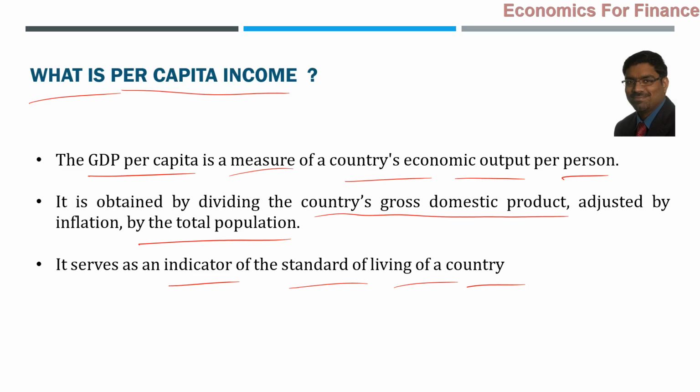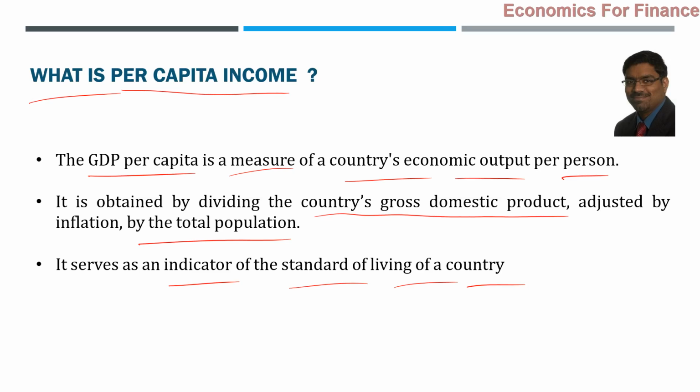Our denominator is total population, which is huge. Naturally, the resultant will become lesser and lesser. So approximately, the GDP per capita of India is around $2,000 per year. That is where we are standing, and a lot of countries have much bigger GDP per capita. That indicates that the standard of living is higher in other countries when compared with India.